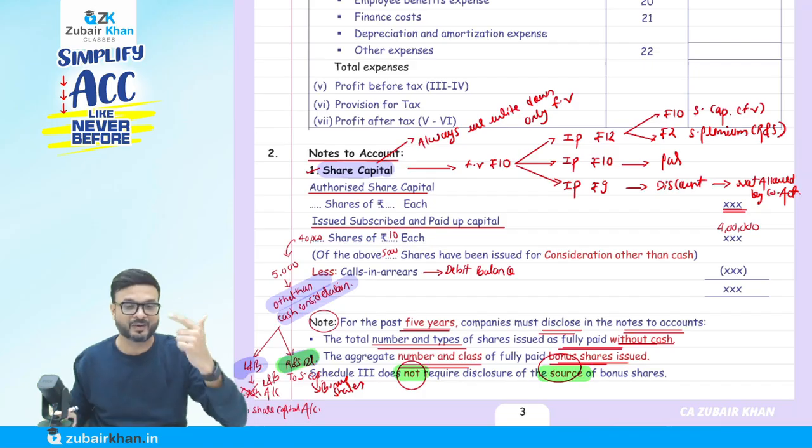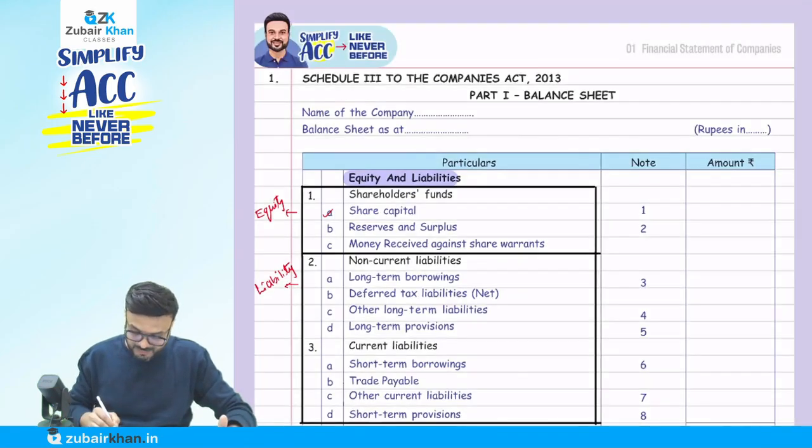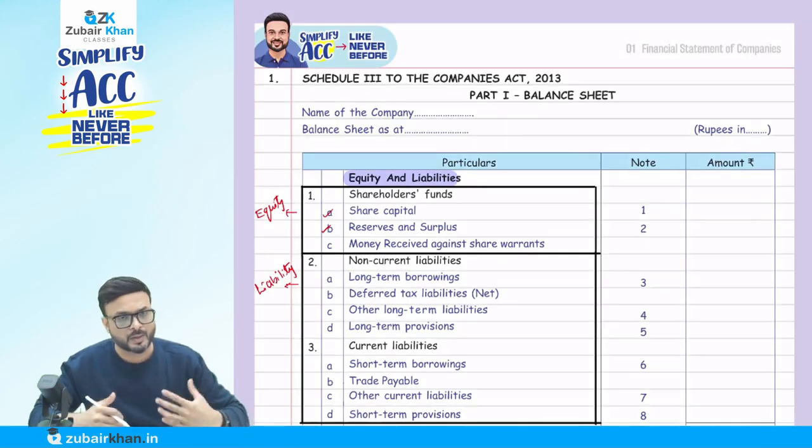Perfect. Now, moving to the second point. This is reserve and surplus. What is this reserve and surplus?